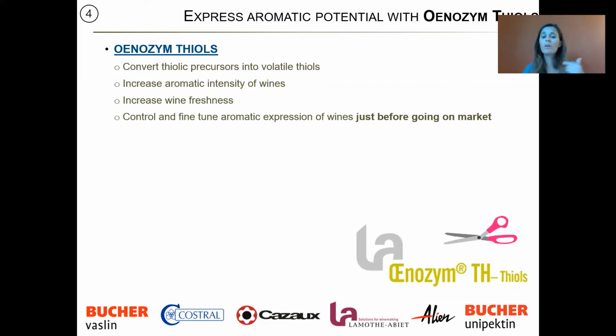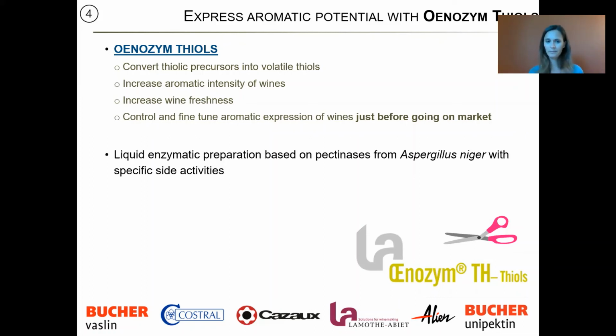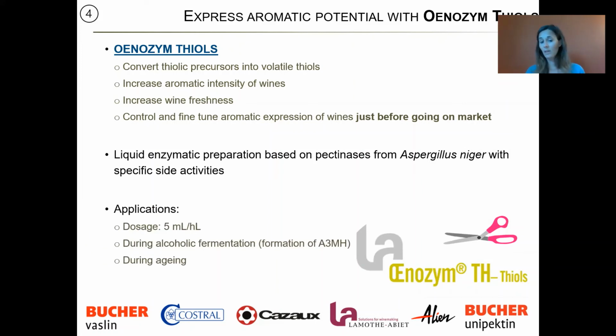So that's a strategy when you bottle later in the year, or if you bottle the same wine over a few months. Some tanks that are held for 6 months might benefit from Enzyme Thiol just the month before bottling, to be as fresh and as aromatic as the first one that you bottled. It is a liquid enzymatic preparation. It's pectinase from Aspergillus niger, TTB approved, that has a specific side activity that allows your thiolic precursors to be converted into volatile thiols. You can use it during fermentation or during aging, or both, in fact.